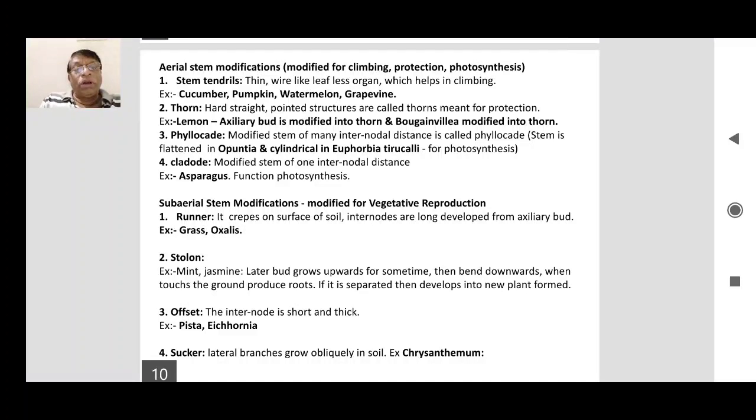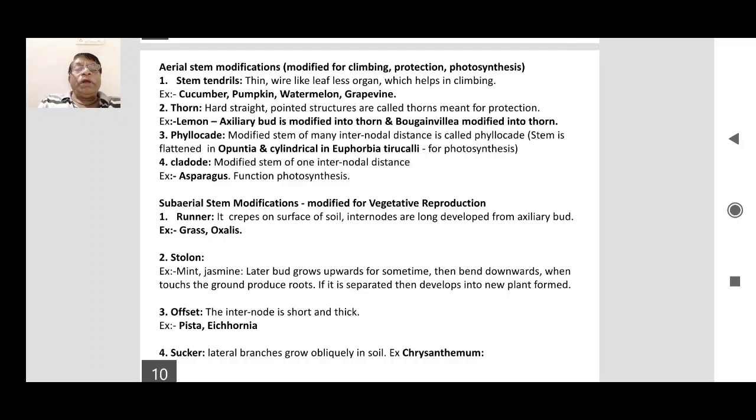Next, thorn. What is a thorn? A thorn is nothing but a modified stem. Thorn is defined as a hard, straight, pointed, stiff structure meant for protection. Okay.